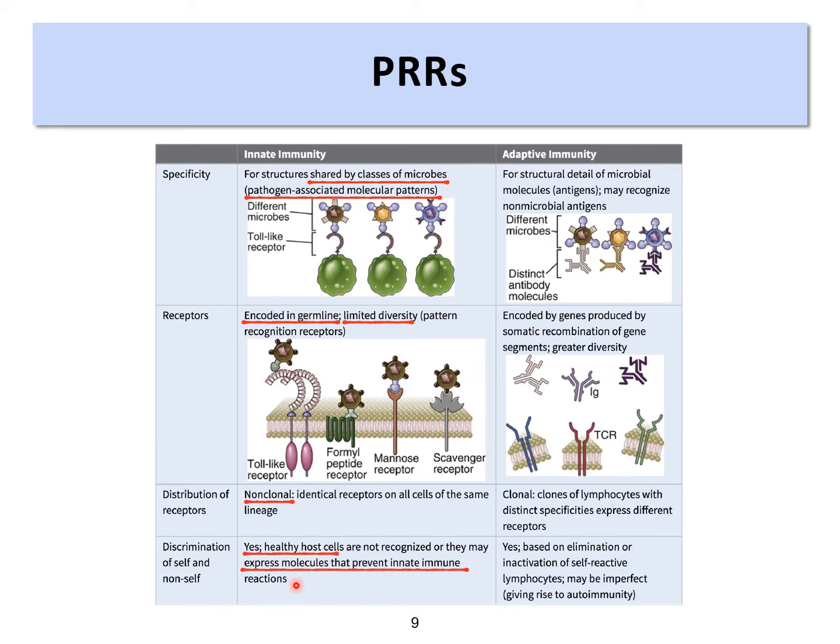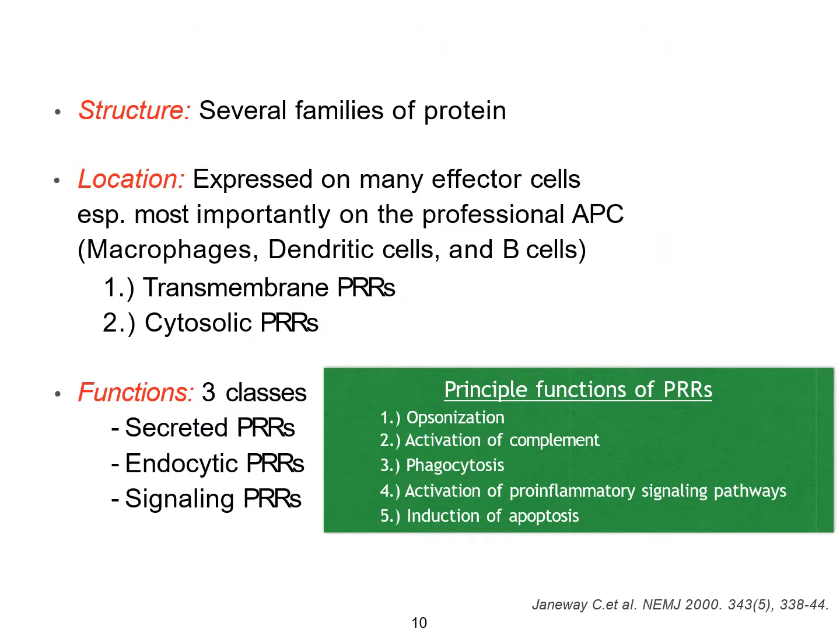In adaptive immunity, discrimination of self and non-self is present, while in innate immunity, healthy host cells are not recognized, or they may express molecules that prevent innate immune reactions. Adaptive immunity is very specific, based on elimination or inactivation of self-reactive lymphocytes, and it may be imperfect also, giving rise to autoimmunity.